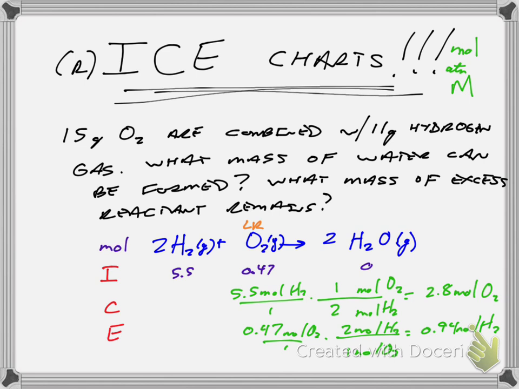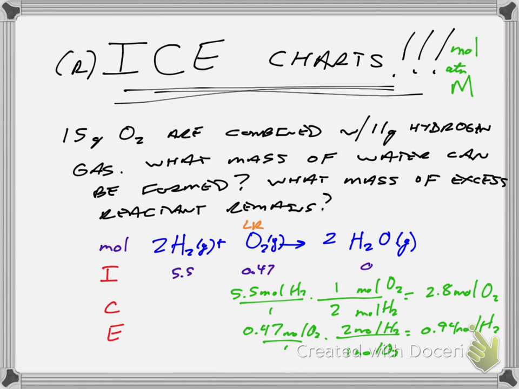All right, and then here's what I mentioned as being a shortcut. With ice charts, to compare, we're going to take the number of the thing that we're trying to convert to the other thing, like in this case hydrogen, 5.5. And I just have to remember to divide by its coefficient and then multiply by the coefficient of the thing that I'm comparing it to. So in this case, 5.5 divided by the coefficient of hydrogen, which is 2, multiplied by the coefficient of oxygen, which is 1, and that gives me the same thing. It gives me that 2.8 that I got before.